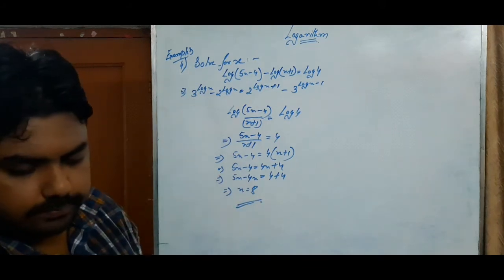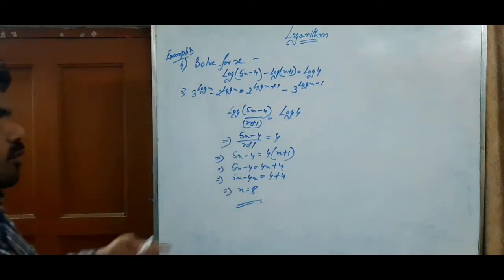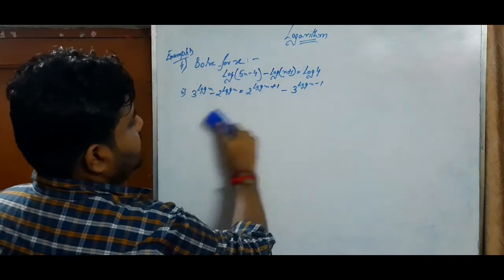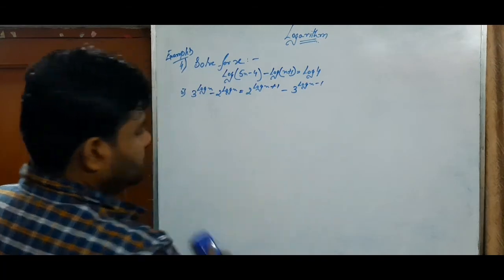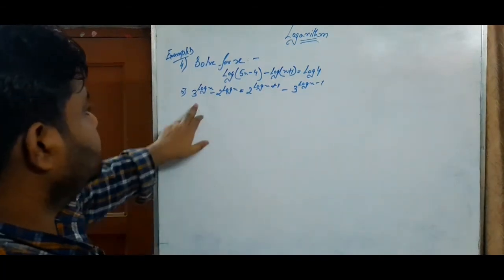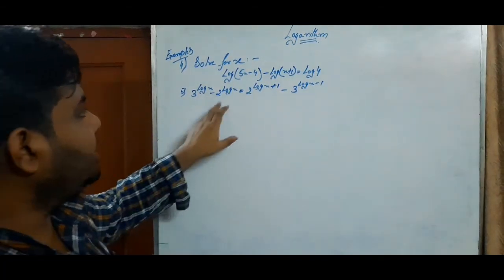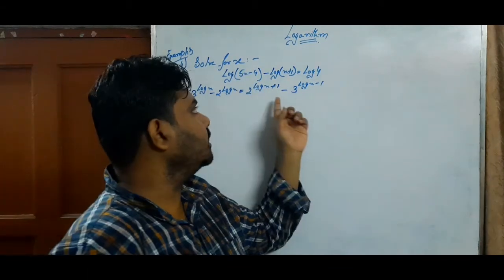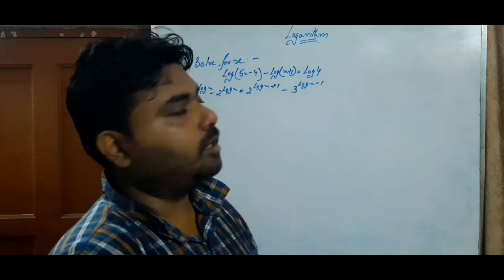Now the next one, you can pause the video and copy it down. Now the next one, what is given? Just see, 3 to the power log x minus 2 to the power log x equals 2 to the power log x plus 1 minus 3 to the power log x minus 1.